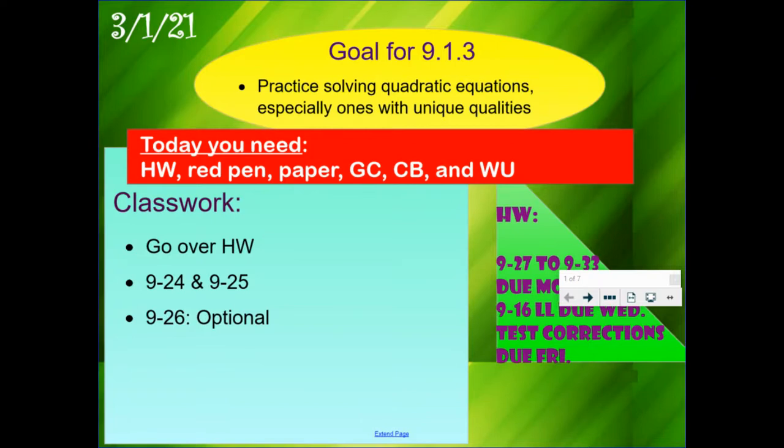Today we are going to be touching on 913, which is more review of the quadratic formula. Hope that song has been stuck in your head all weekend.